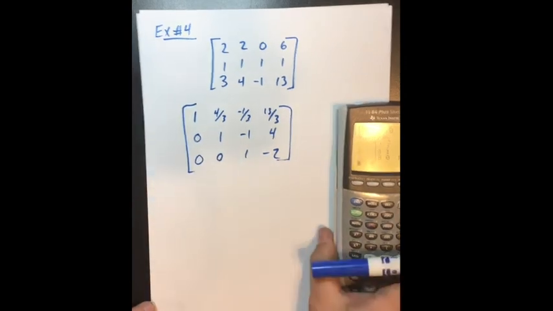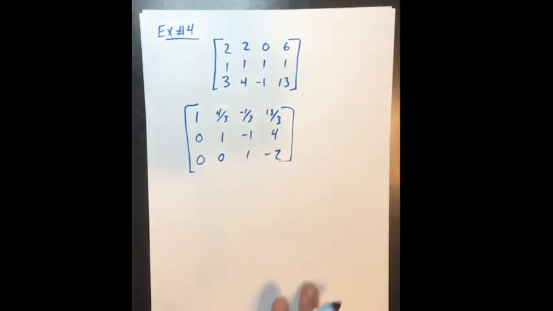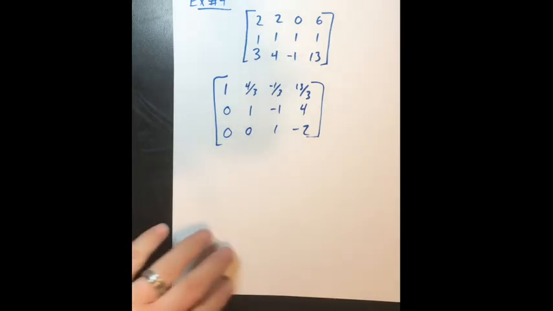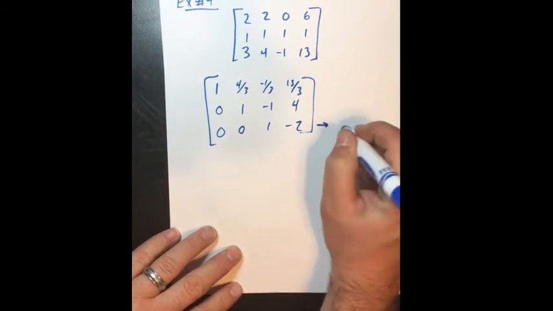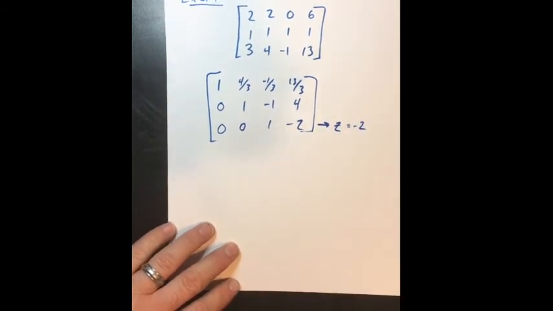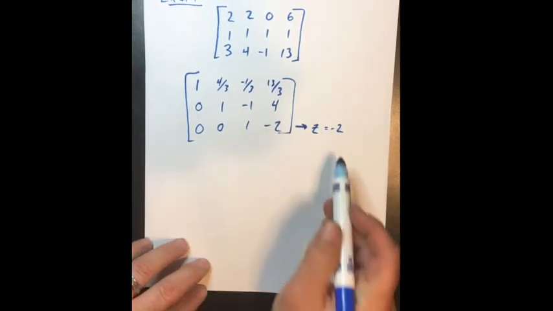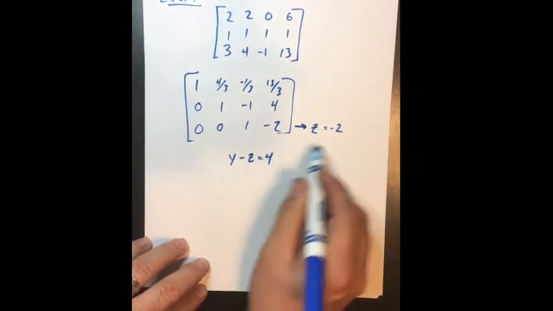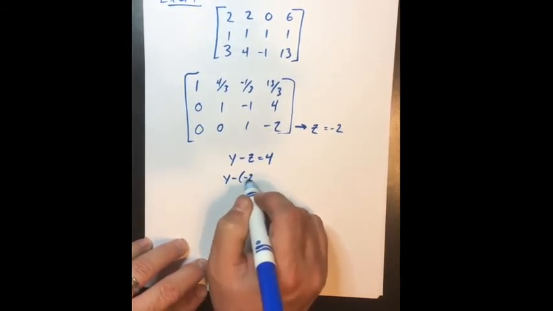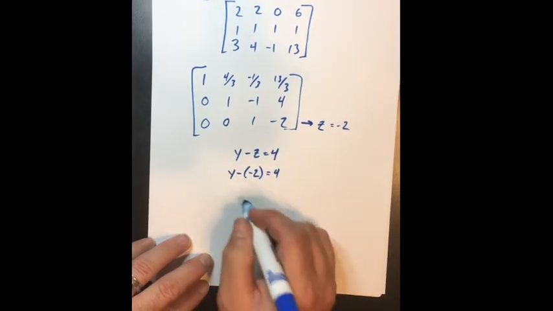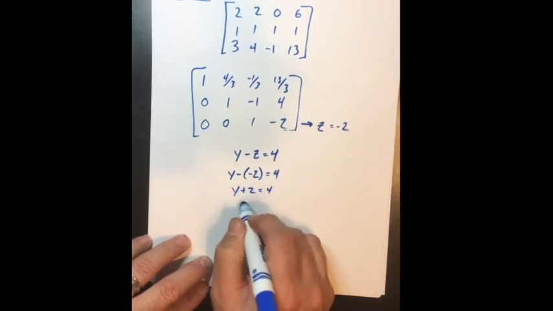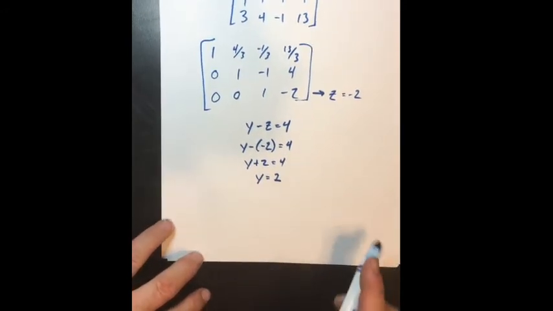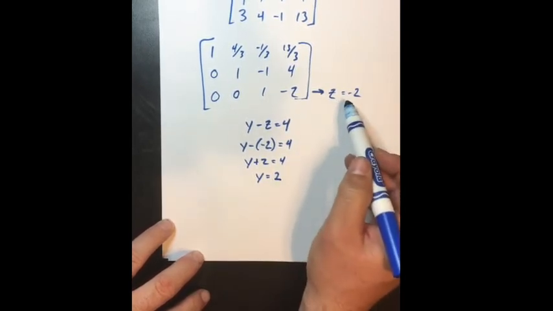So we can put our calculators away for a moment. This is our row echelon form augmented matrix. Right off the bat, this row right here tells us that z equals negative 2. Now the second row says that y minus z equals 4. So I can put negative 2 in for z: y minus negative 2 equals 4. That tells me y plus 2 is 4, or y is 2. So now I have two variables. I know y is 2 and z is negative 2.